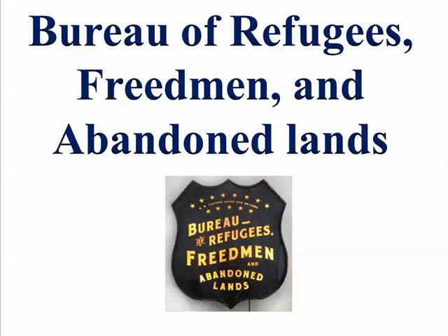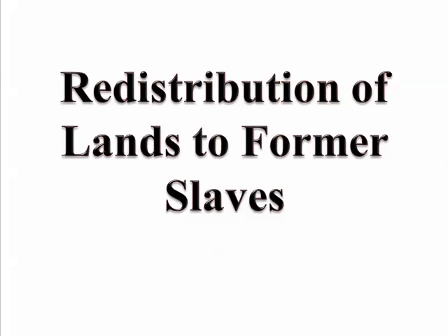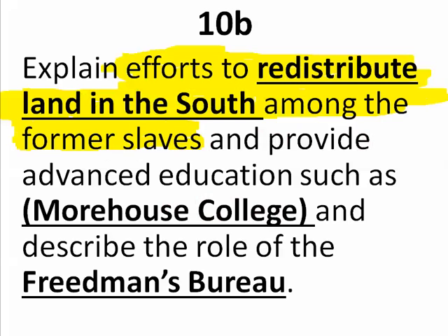Alright, so our standards want us to look at the redistribution of land, or efforts to redistribute land to former slaves, these efforts that were made. If we look back at the standards, let's explain the efforts to redistribute land in the South among the former slaves. Did it actually happen on a large scale, or was it just a failed effort? That is what we're looking at here.